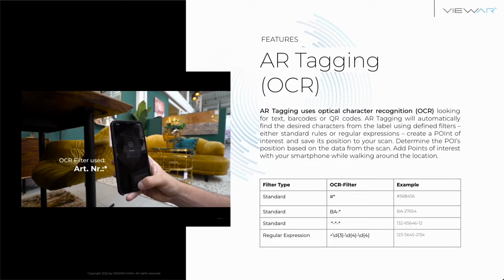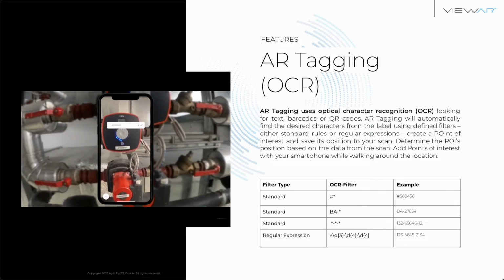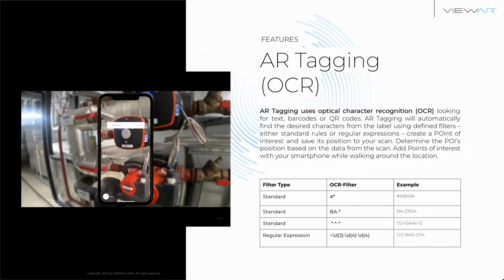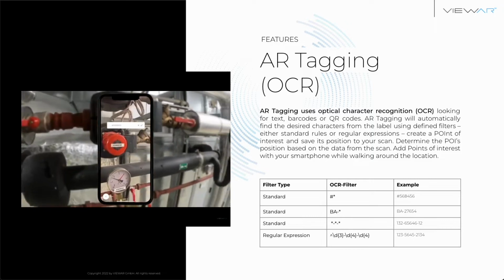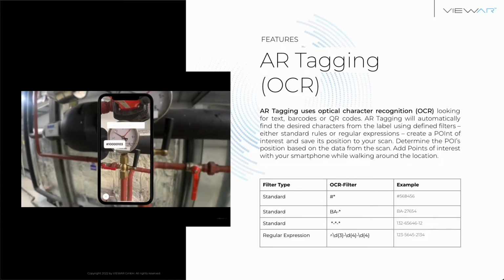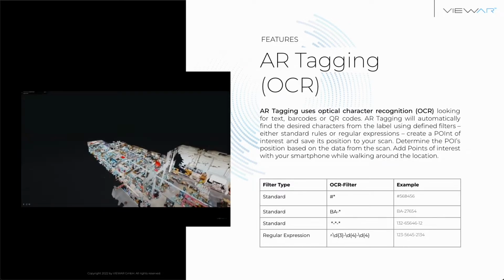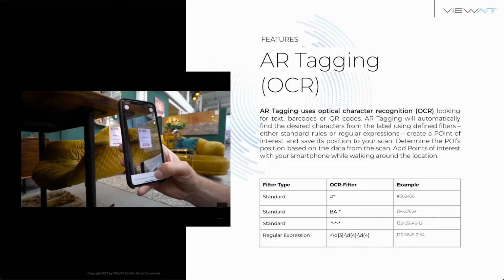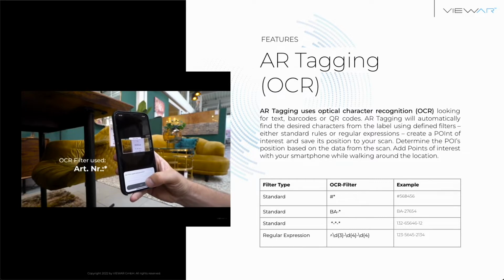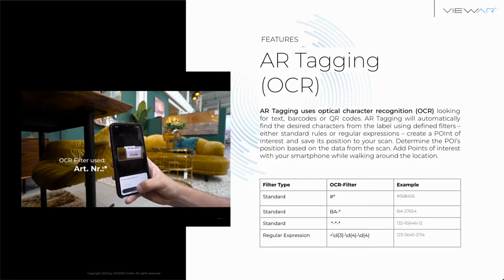Imagine you would be only looking for a string that starts with hash. You can define a filter with hash and then asterisk for any character to look for strings in this format. You can even define so-called regular expressions, which are complex rule sets for detecting and matching strings.